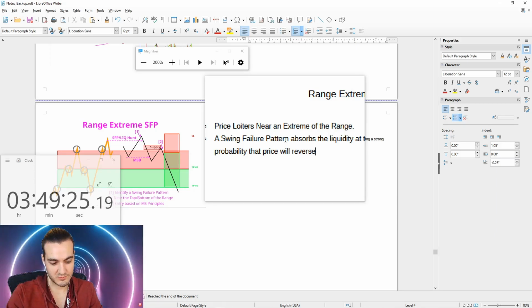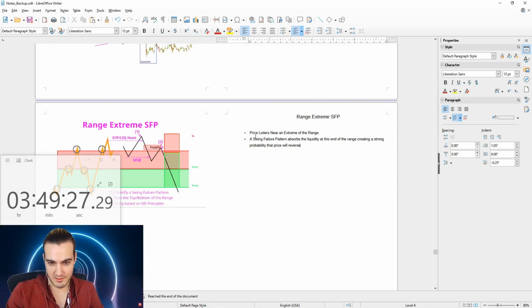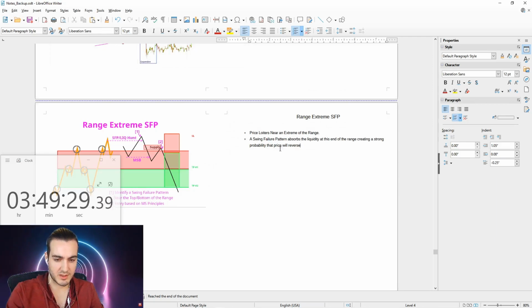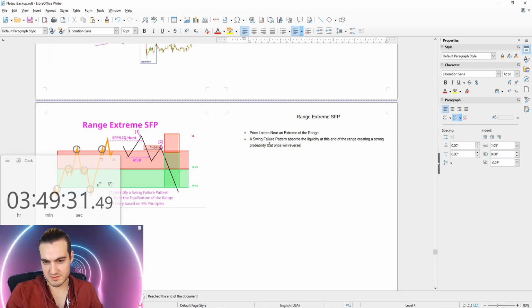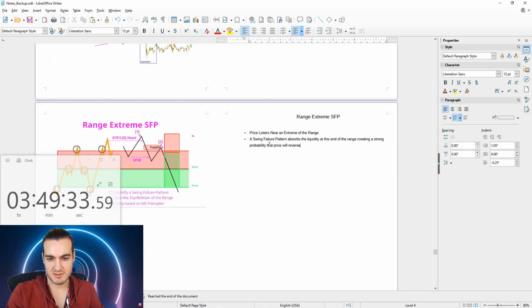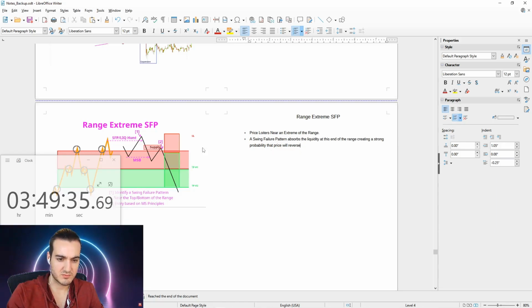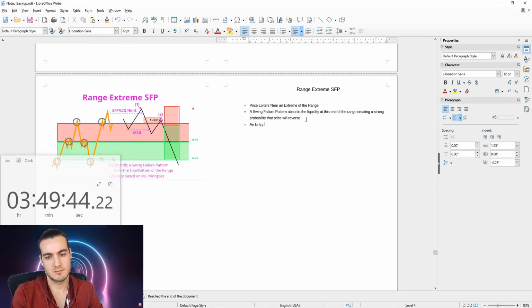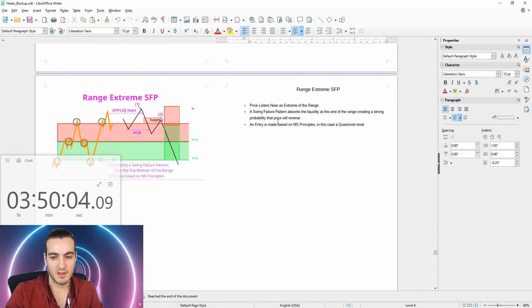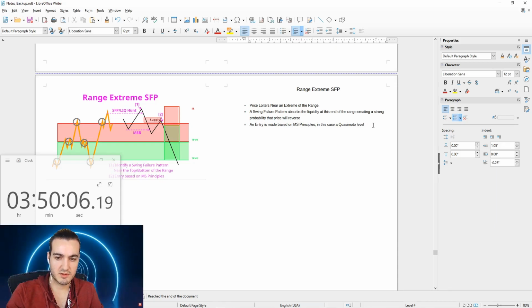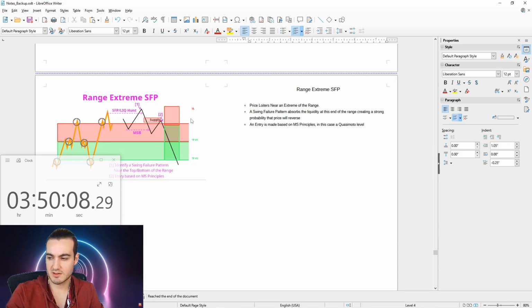Okay, let's read that in not slow motion. Price loiters near an extreme of the range. A swing failure pattern absorbs the liquidity at this end of the range, creating a strong probability that price will reverse. An entry is made based on market structure principles, in this case, a Quasimodo level.